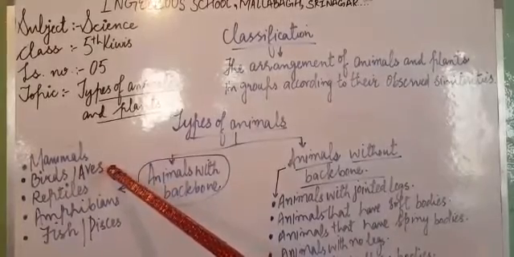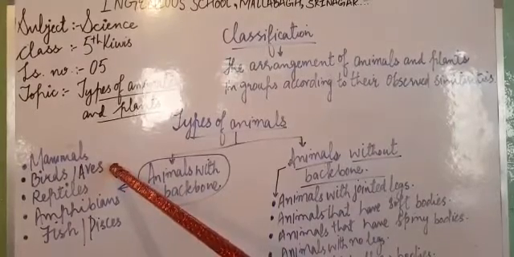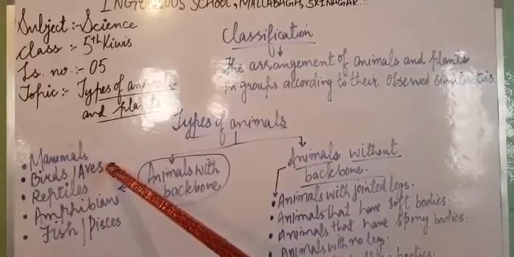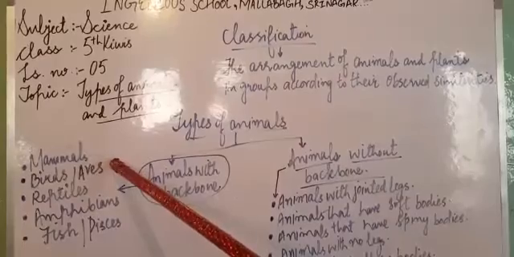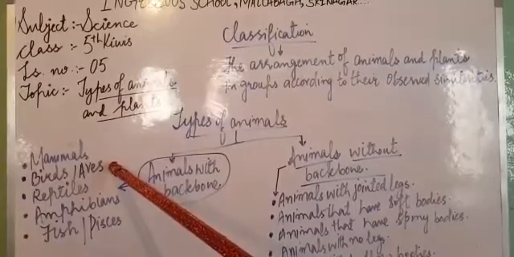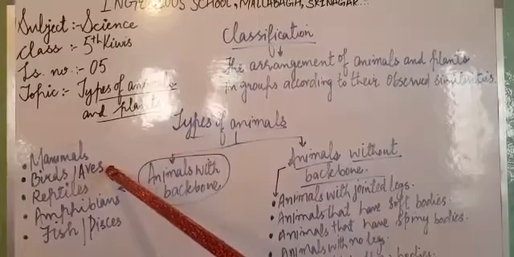Birds. Birds are the only animals with feathers on their bodies. As you all know, birds can fly. They have their bodies covered with feathers. They have wings to fly. Birds have certain features, like they reproduce by laying eggs and then they hatch their eggs. Exactly.